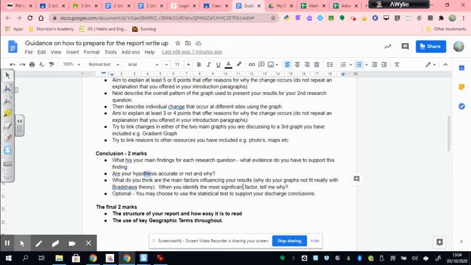Finally, if you want to get your final mark for your conclusion, you want to identify what you think was the main thing on your river, the most significant factor that influenced your results. Okay, this might be human interaction, it might be the valley sides, it might be the geology, and then you want to explain why you think that is the most significant factor in influencing the results as you went downstream.